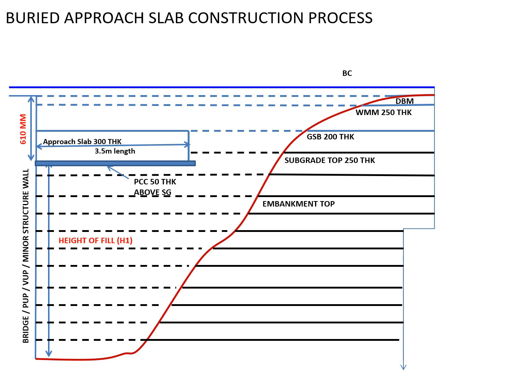In this particular case, the approach slab is acting as a separation member between the two fill materials: one just below the approach slab and a layer of materials above the approach slab.